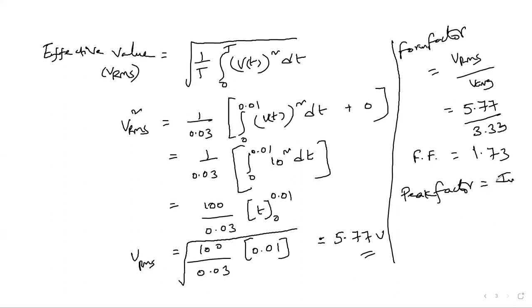Then calculate the peak factor, that is maximum value by RMS value. Sorry, not Im here, they have given Vm. So your Vm is nothing but 10, the maximum amplitude, divided by your RMS 5.77. How much is the value of peak factor? 1.73. Okay.